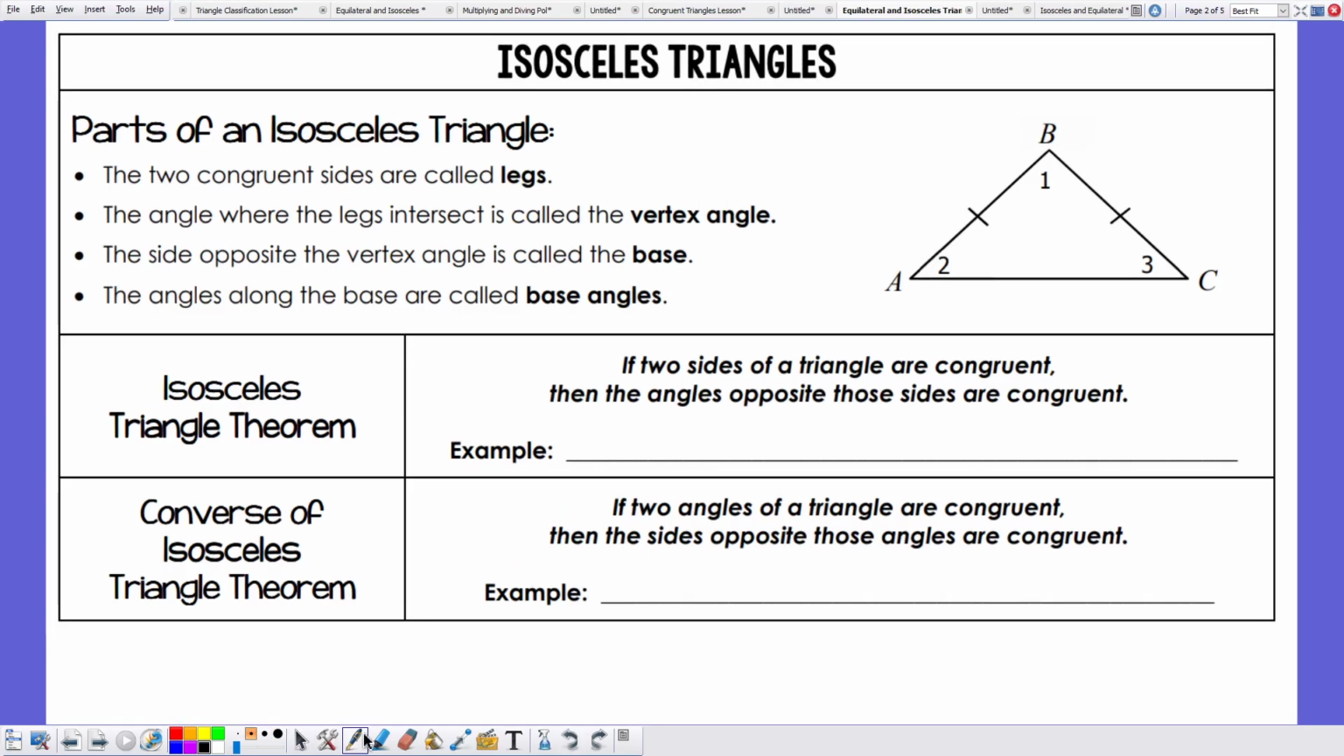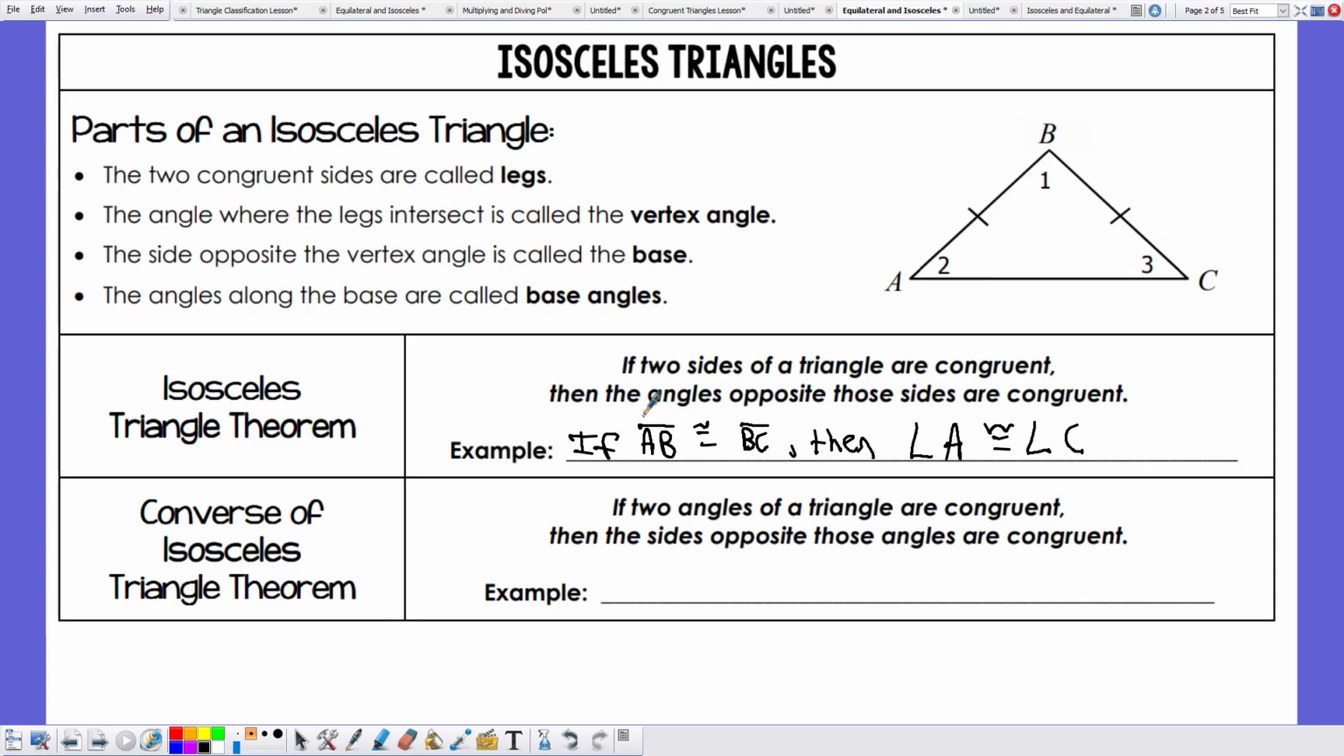Written out mathematically, that looks something like this. If AB is equal to BC, then angle A is congruent to angle C. I should really put the congruent symbol here as well. So if AB is congruent to BC, then angle A is congruent to angle C.